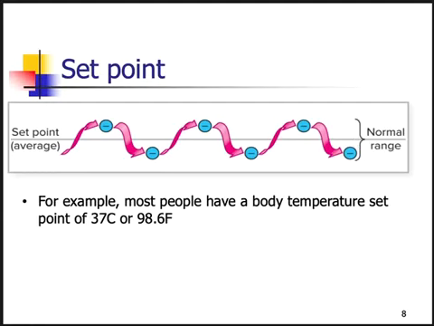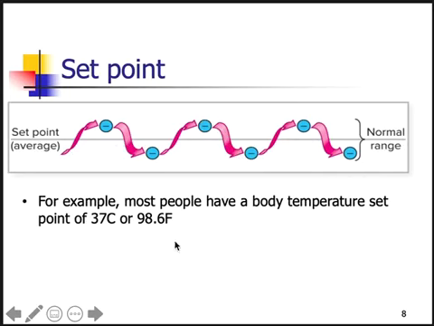And this concept is the same for all of these different internal conditions of the body. So you have things like your blood pH, right? Your blood sugar, right? We have all sorts of different conditions that we have to maintain within a normal range, and that range deviates slightly above and slightly below a set point.